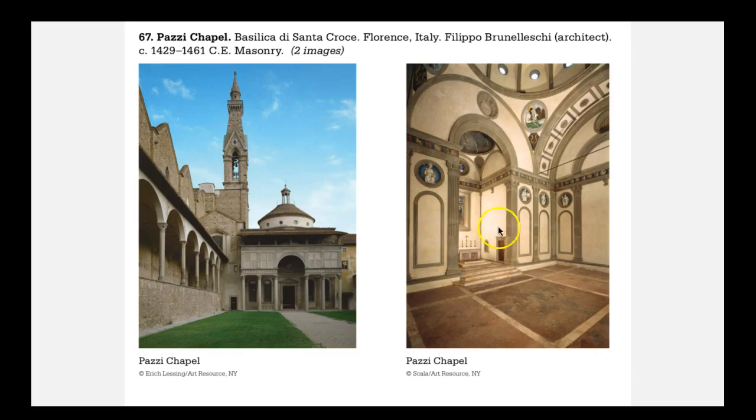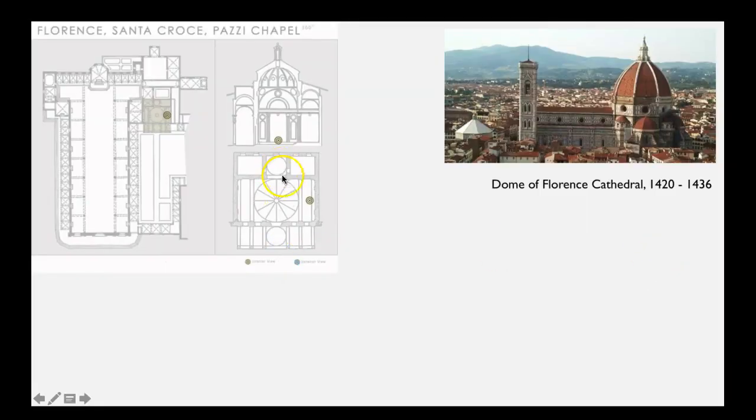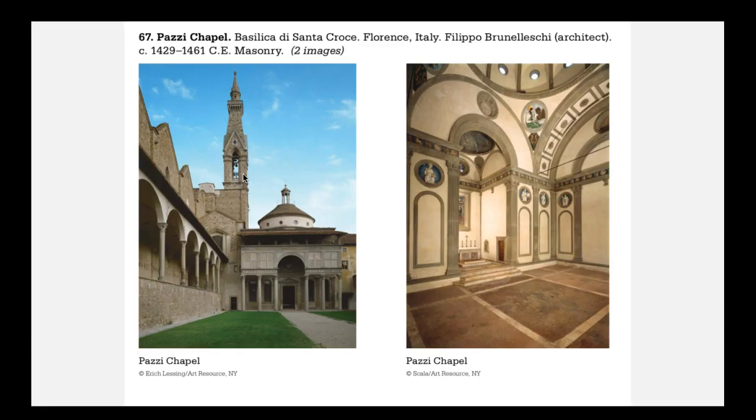And what shapes do we have? Let's go back to the plan again. We've got circles and we've got squares. So we've got a circle inside of a square, and then off to the side of the center dome, which is a window-pierced hemispherical dome with an oculus on the top, which should make you think of the Pantheon.